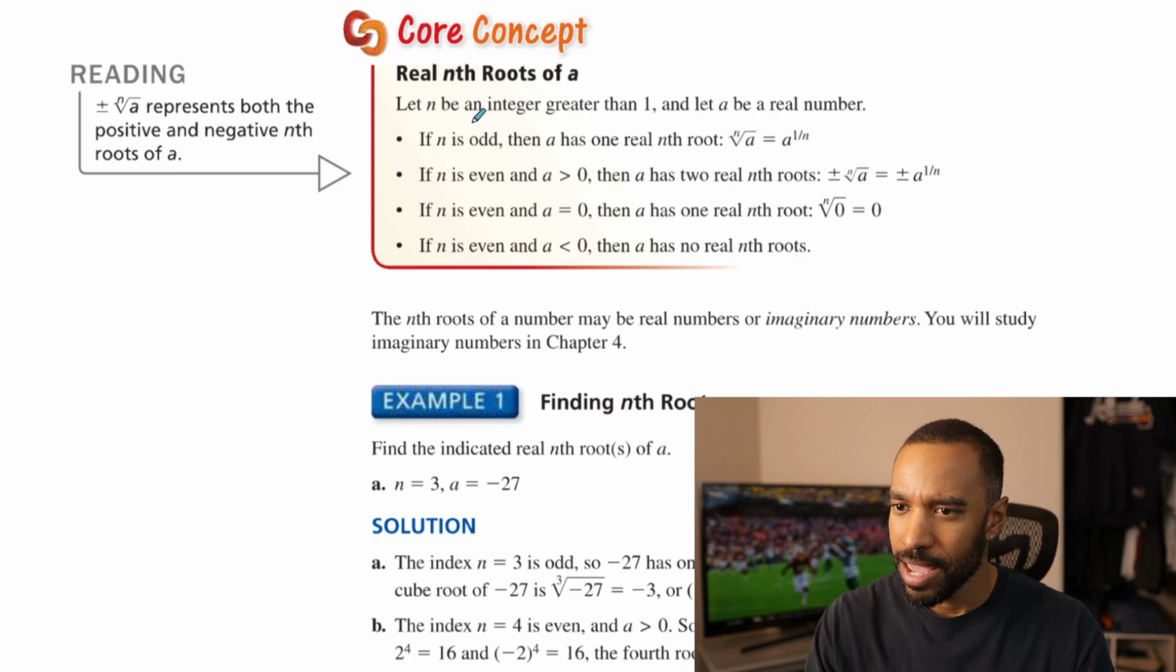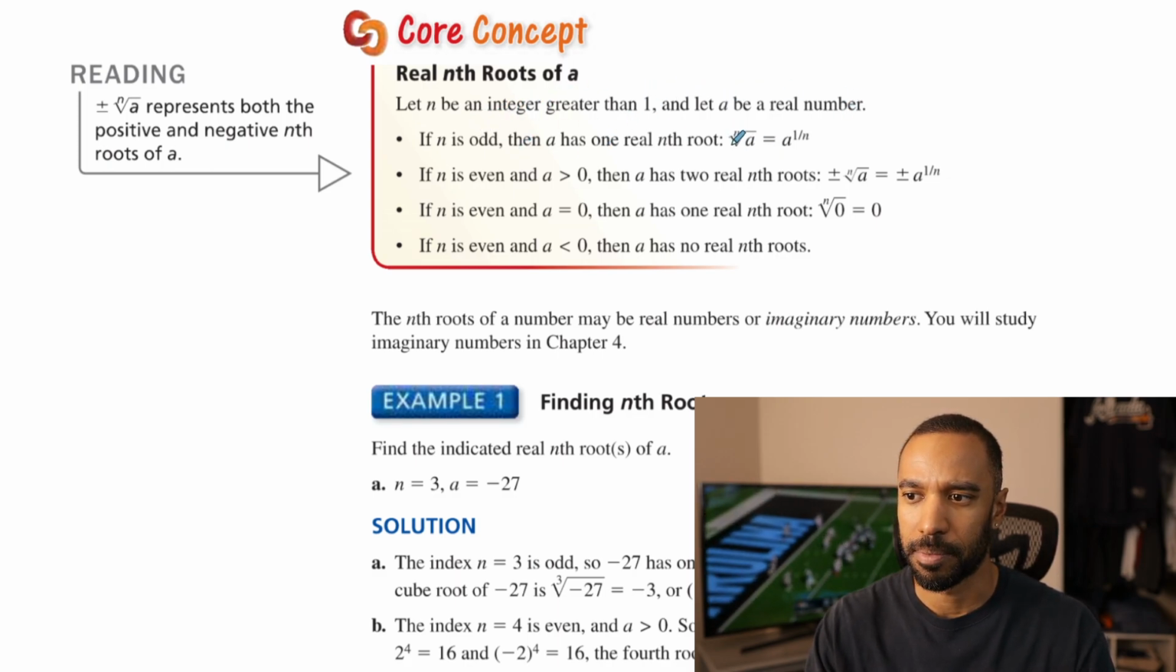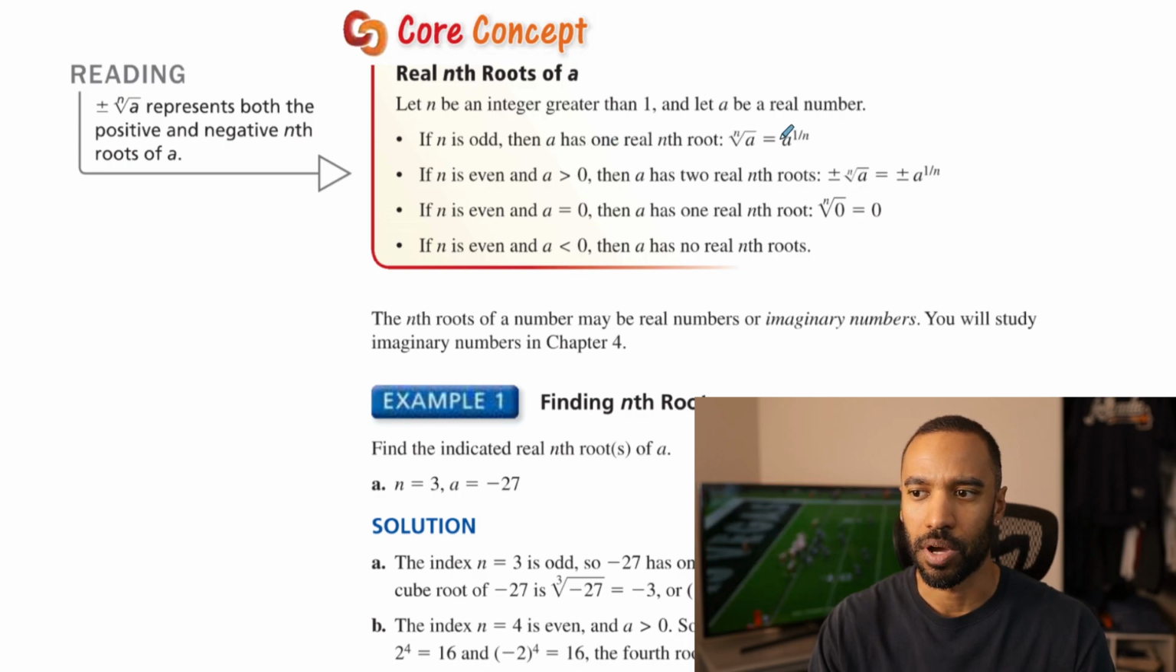Real nth roots of a: let n be an integer greater than 1 and a be a real number, if we're talking about doing the nth root of a right here. If n is odd, so if we have an odd root, then a only has one real root.